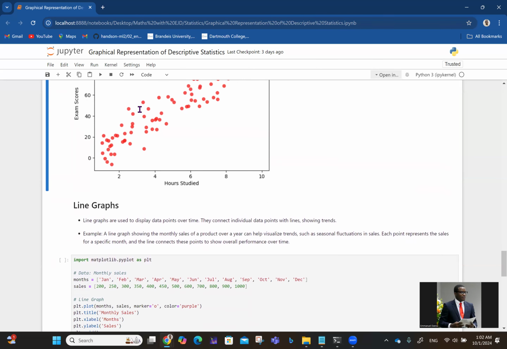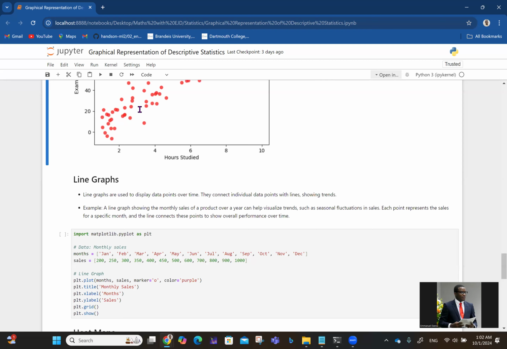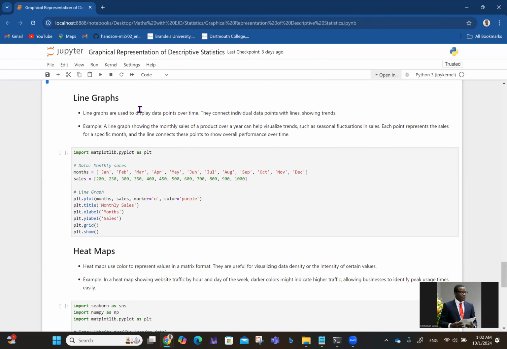Okay. Then, of course, very close to the idea of scatter plots would be line graphs. Line graphs are used to display data points over time. They connect individual data points with lines showing trends. So, for example, a line graph showing the monthly sales of a product over a year can help visualize trends such as seasonal fluctuations in sales.